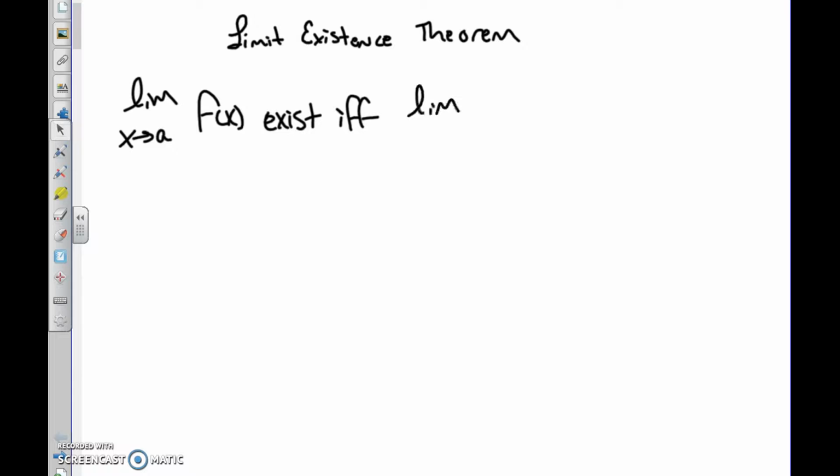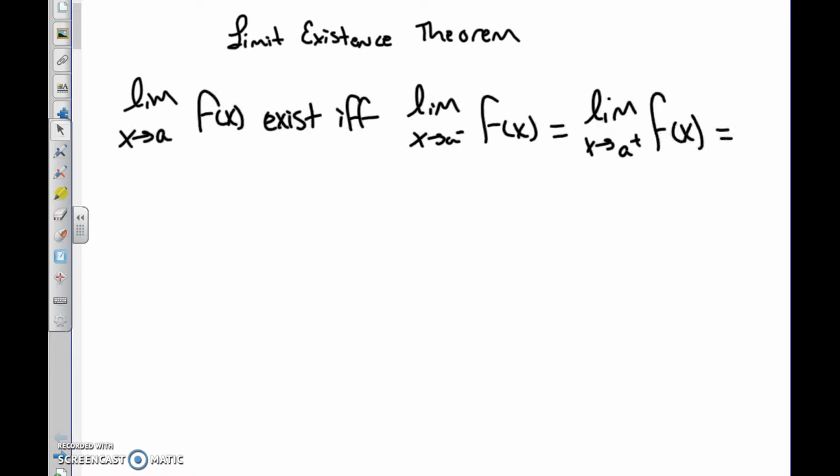the left-hand limit, or the limit as x approaches a from the left-hand side of f of x, is equal to the limit as x approaches a from the right-hand side of f of x, which is equal to b, where b is any real number.